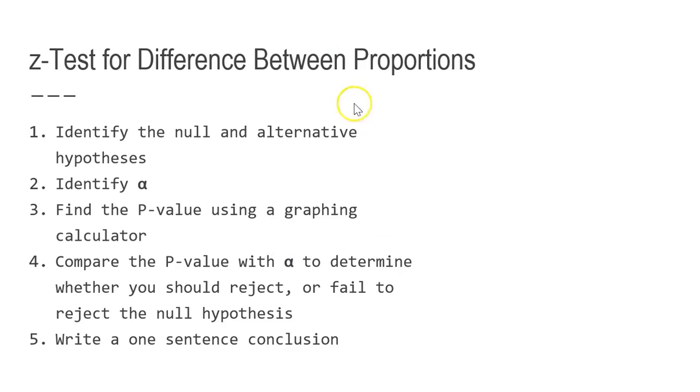Something that is going to be helpful for you is whenever we are testing the difference between proportions, our null hypothesis is going to be that P1 minus P2 equals 0. We are saying that there is no difference between the two proportions.